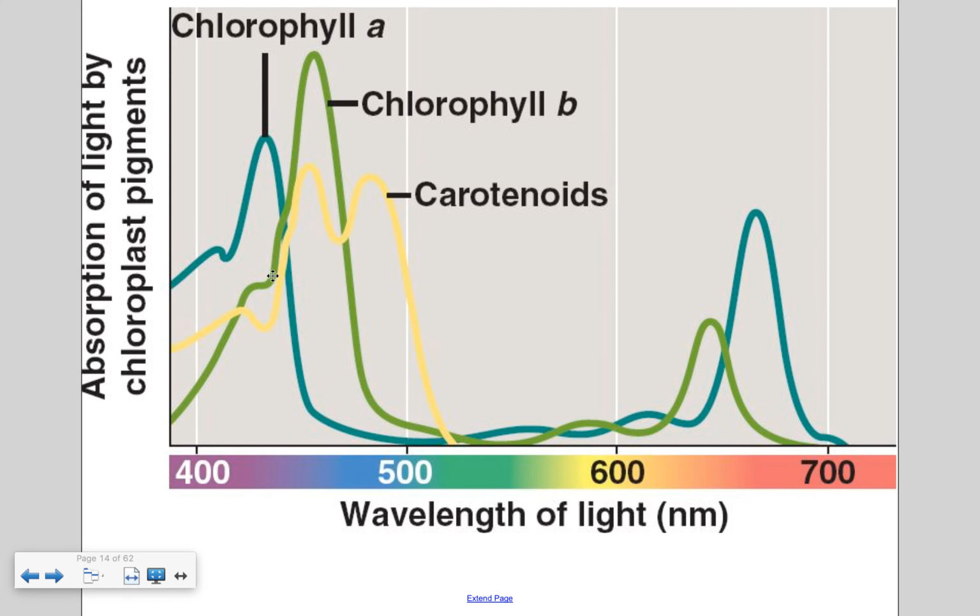This is a graph showing the absorption of light by chloroplast pigments, and you can see chlorophyll A and B tend to absorb the short wavelengths and red, and then we have the carotenoids, that absorb different spectrums.